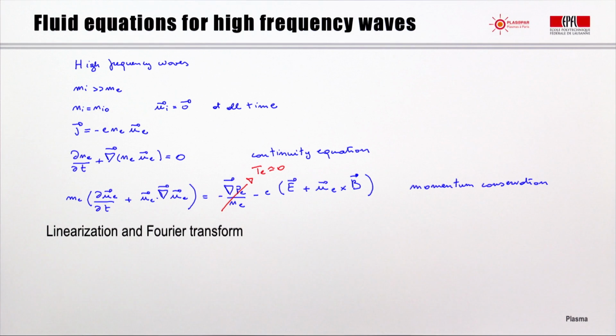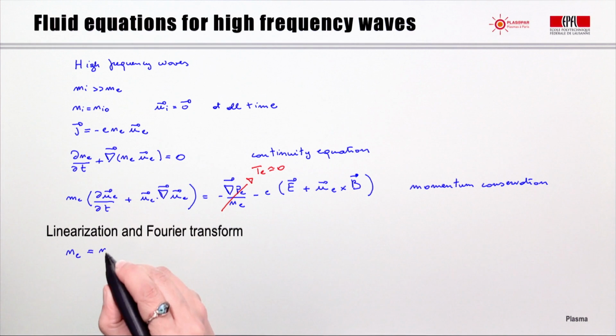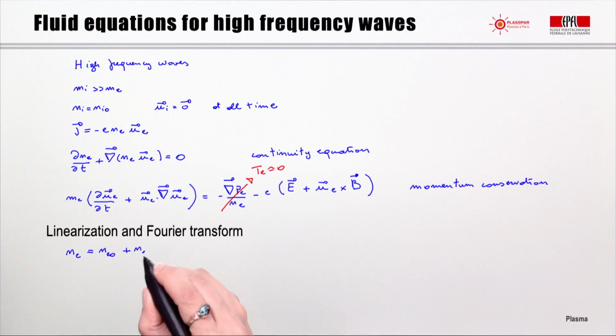We can now consider a small perturbation and linearize our equations, the fluid equations and the Maxwell equations. At the same time, we will take the Fourier transform as we have seen in previous lecture by Professor Ricci. First of all, we define a small perturbation and the Fourier transform for the electron density.